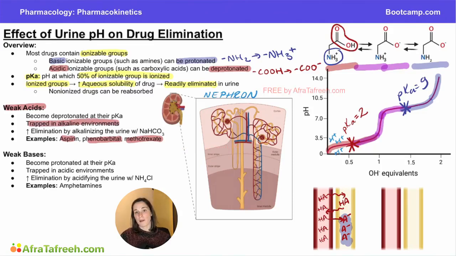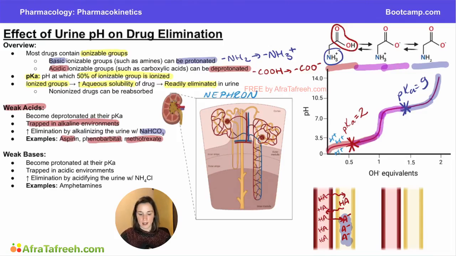Now, how do we go about making the tubule a more basic environment? Well, we can actually just add a weak base like sodium bicarbonate to the blood. A major goal of the kidneys is to keep the blood at a safe range of pH. So the kidneys have a lot of mechanisms in place to actively transport this extra base into the urine. As long as the kidneys are functioning normally, they'll have no problem taking this extra base in the blood and moving it to the urine, making the urine more basic and allowing the weak acid drug to become trapped there.